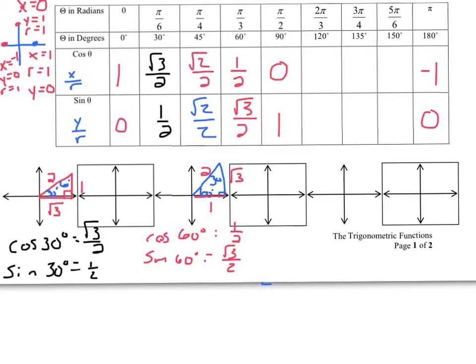Next we have 120 degrees. I'm going to erase this once again just so I have some space. I don't recommend you erasing your notes. 120 degrees, that falls in the quadrant 2.